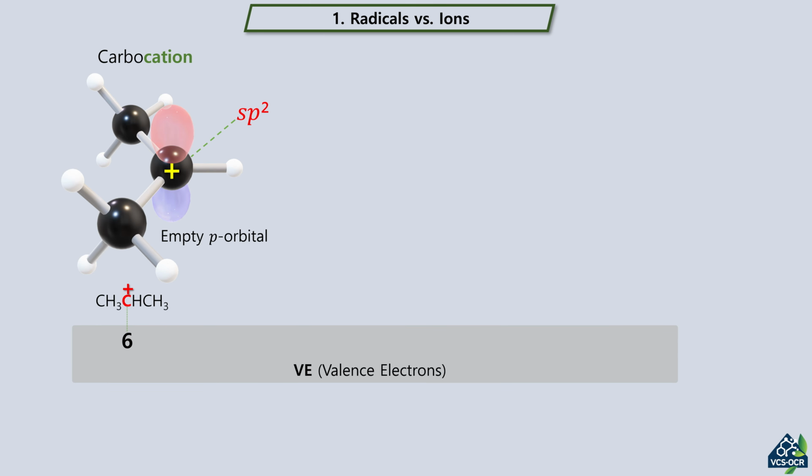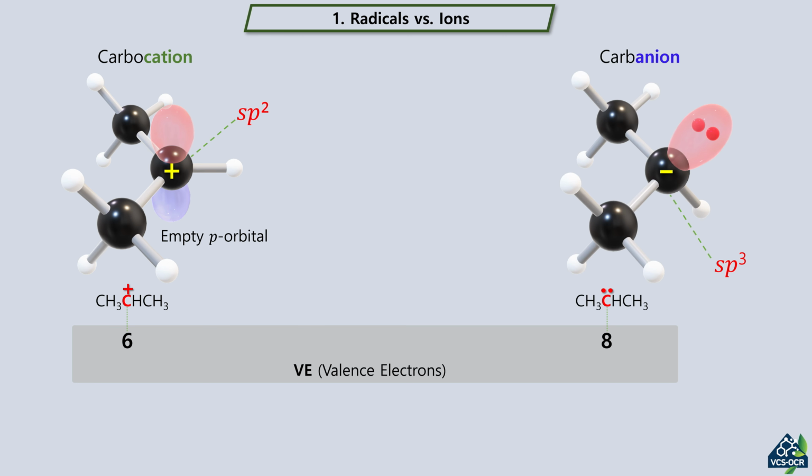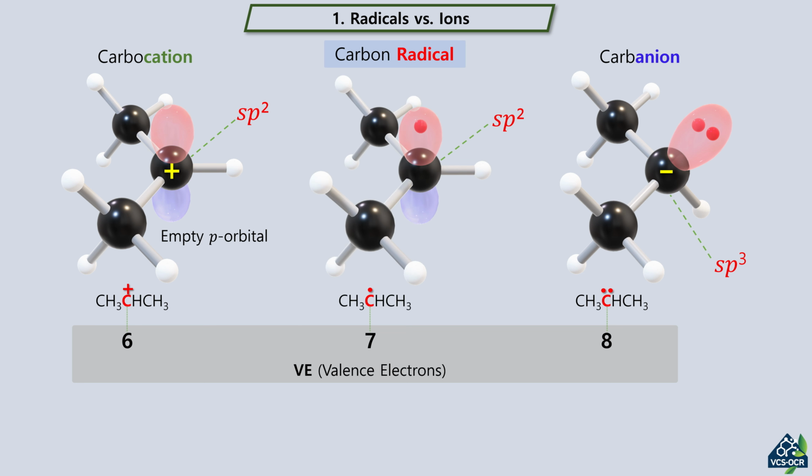A carbocation has 6 valence electrons, carries a positive charge, and adopts an sp2 hybridization with a trigonal planar geometry. A carbanion has 8 valence electrons, including a lone pair, carries a negative charge, and adopts an sp3 hybridization with a trigonal pyramidal geometry. A carbon radical, on the other hand, possesses 7 valence electrons and is also sp2 hybridized. Because it has 7 electrons, it is electrically neutral, yet highly reactive due to its incomplete octet and unpaired electron residing in an unhybridized p orbital.